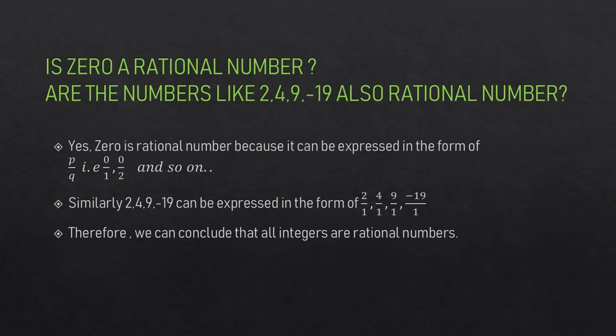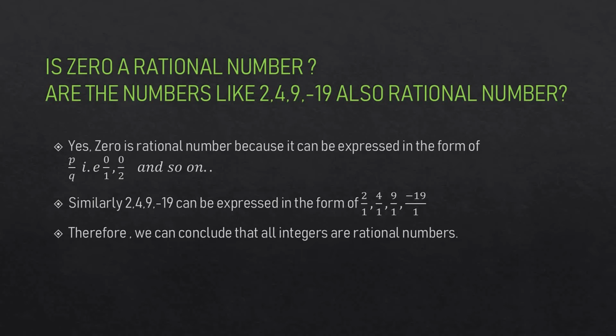Similarly, all the integers can be considered as rational numbers, because all the integers can be written in P by Q form. Here I have taken for example 2, 4, 9, minus 19. These are integers. We can write 1 in the denominator. You have already studied that if nothing is there in the denominator, you can write 1 in the denominator. It doesn't make a difference. So we conclude here that all the integers are also rational numbers. Hope this much is clear to you.